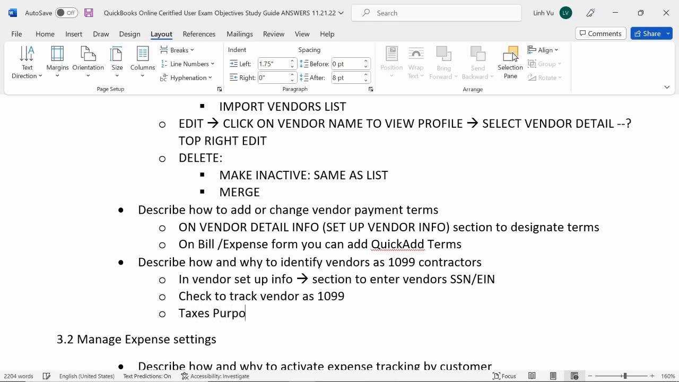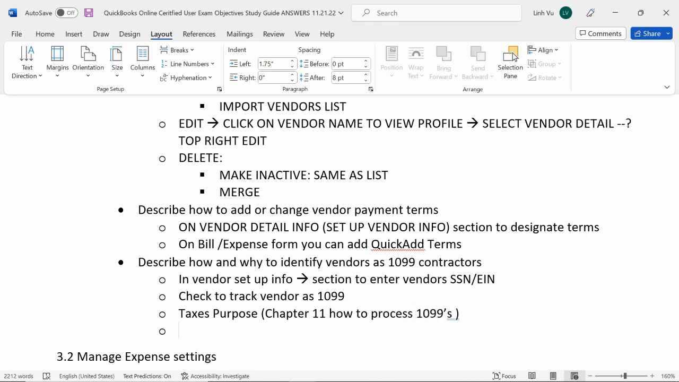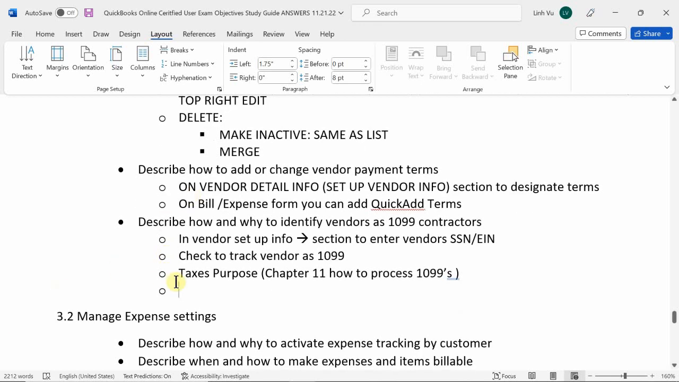And again, we skipped that section on how to process your 1099. That was chapter 11, so I'm going to put here chapter 11, how to process 1099. Now again, how do you pay 1099s? You simply do this just how you pay your bills. That is all standard and regular. But the only difference here is you need to process 1099 forms differently than your W-2 employees.